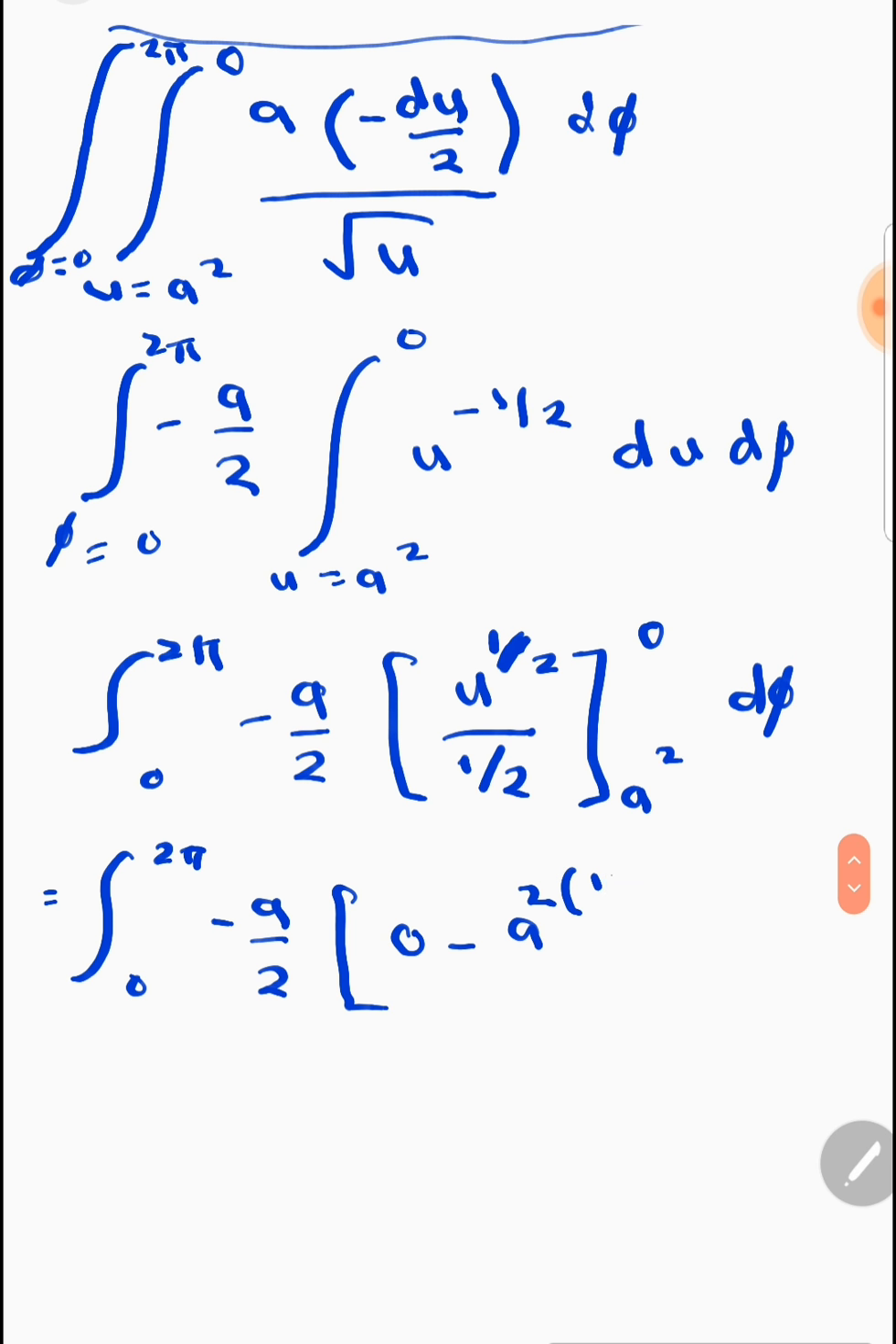a squared to the power of half. So you see what I'm getting at, right? My u is actually my a squared. So power of half over half. Alright? And because this is over half, it is also equivalent to 2a squared. Let me just put it here. d phi.